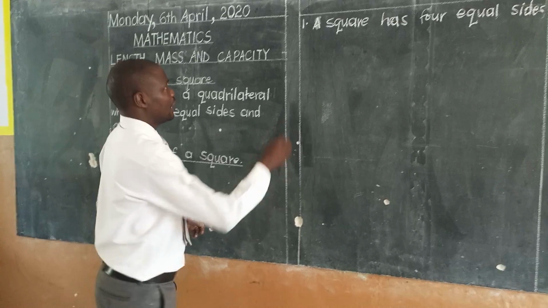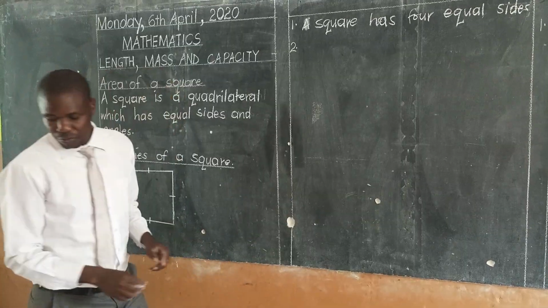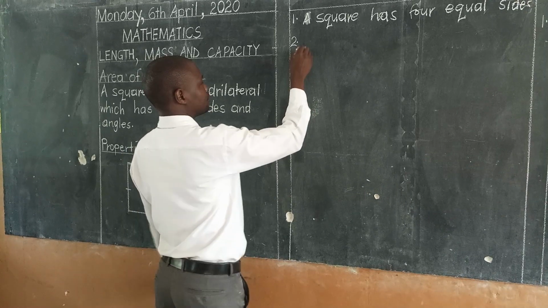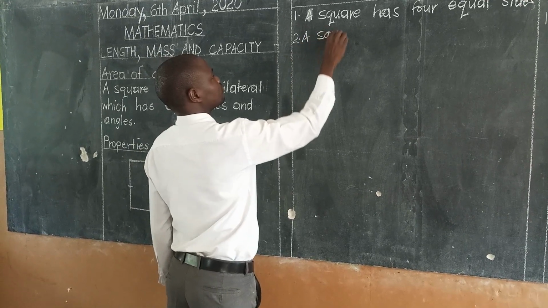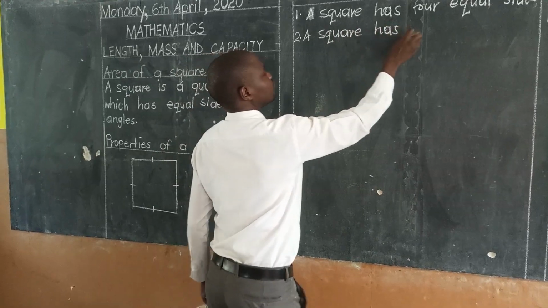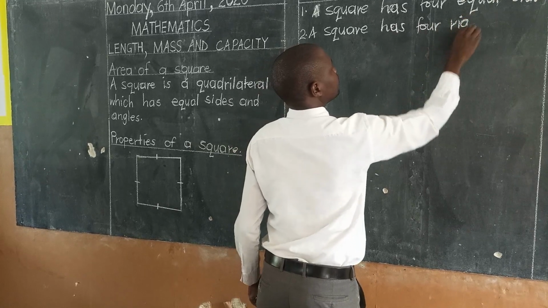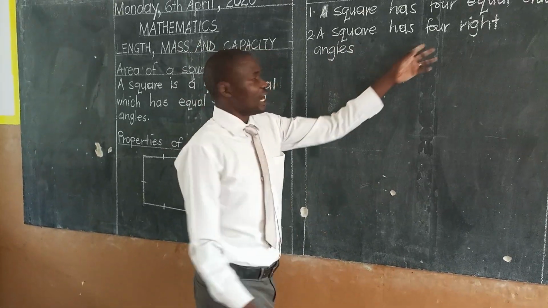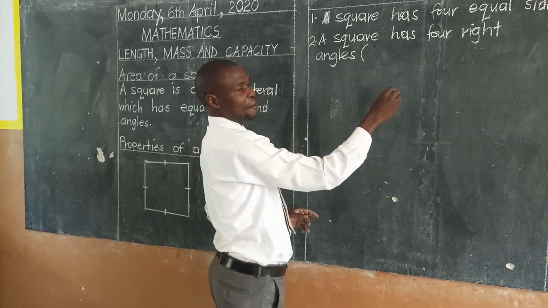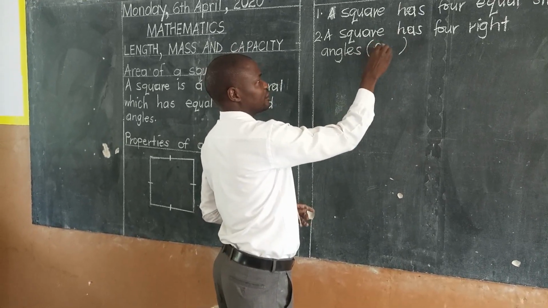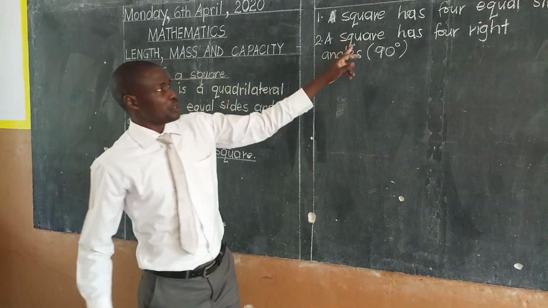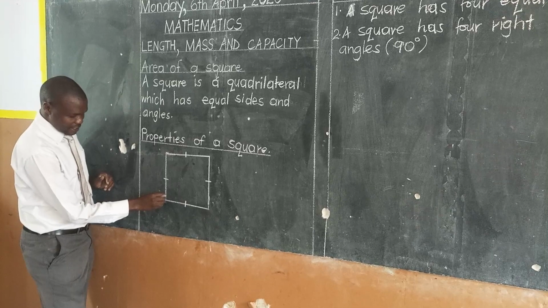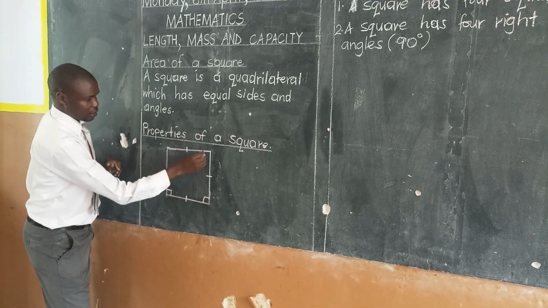Property number two, a square has four right angles. The square has four right angles. Now, a right angle is an angle of how many degrees? It's an angle of 90 degrees. So we can also show this property in our square. It has 4 right angles. So each vertex here can indicate a right angle.